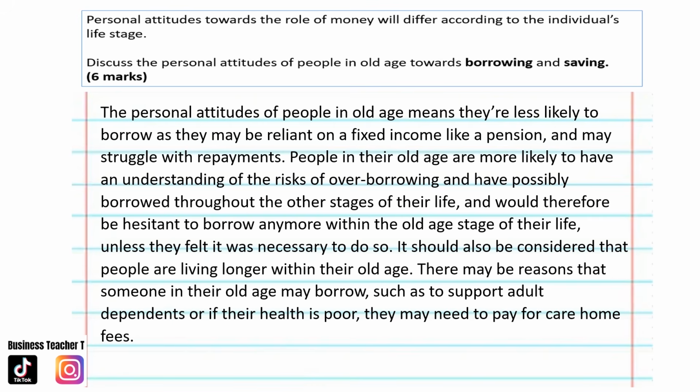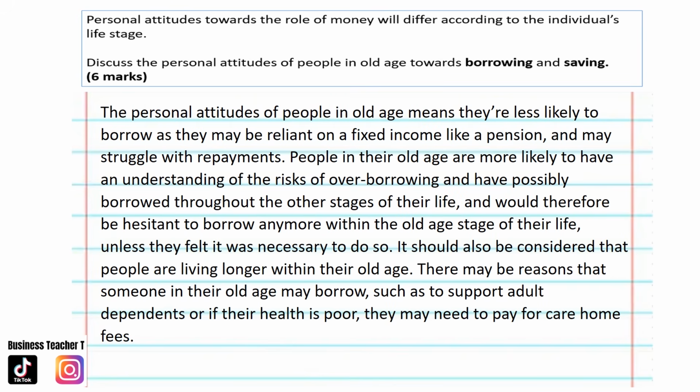Now we're going to bring in a competing argument. It should also be considered that people are living longer within their old age. There may be reasons that someone in their old age may borrow, such as to support adult dependents, or if their health is poor, they may need to pay for care home fees.